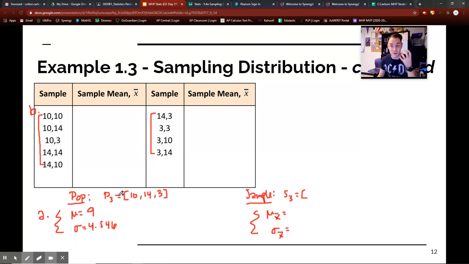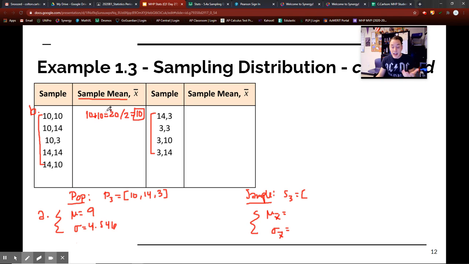So I'm trying to be really redundant here. Okay, what does this mean? This means I now want to find, once I know what the samples are, my sample mean. What does that mean? It means find the average. So what is 10 plus 10? Well, that's 20. How many numbers do I have? Well, that's 2. So that equals 10.